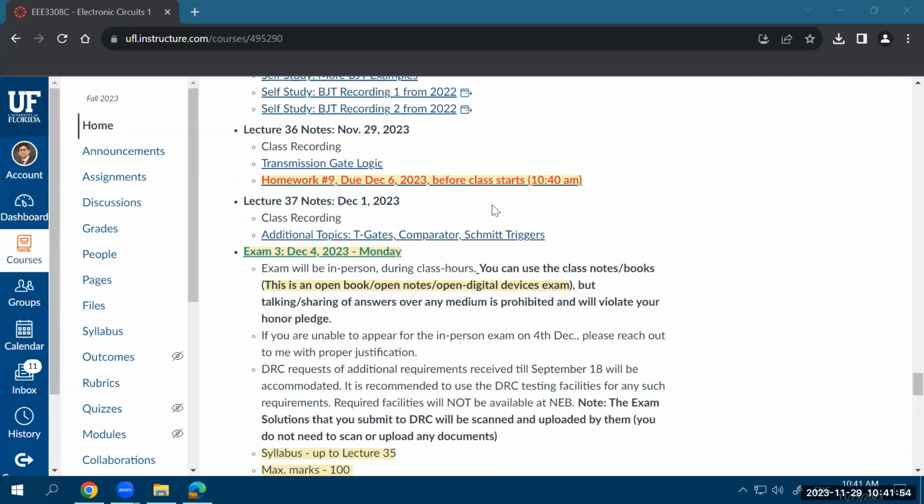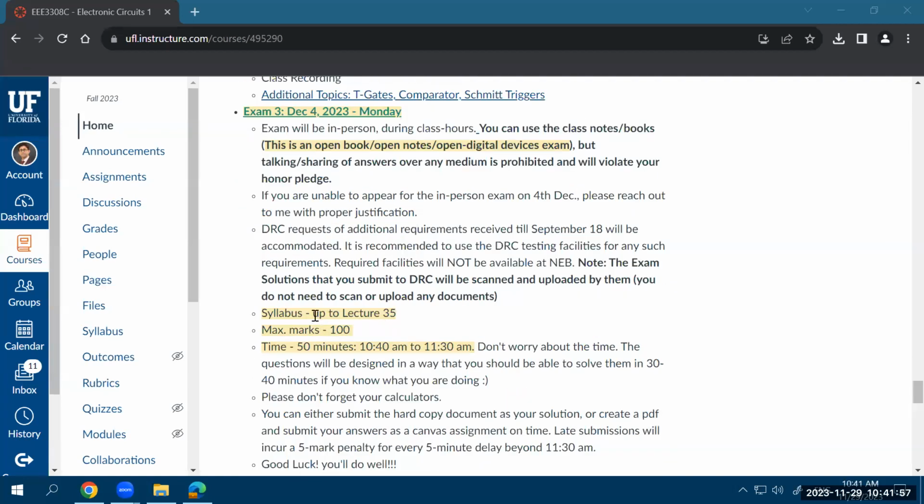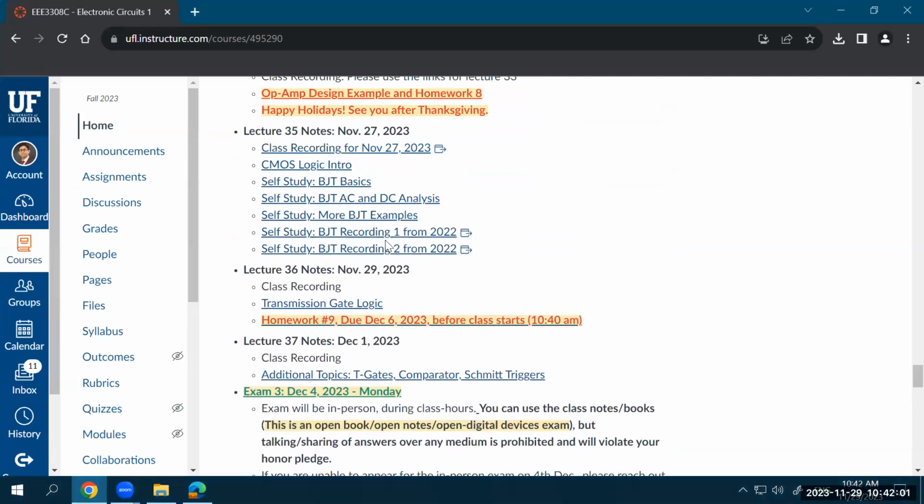All right. Now, officially, the syllabus is up to lecture 35. That is whatever we had covered till Monday's lecture, except for the CMOS logic. We started with CMOS logic, which is basically the digital logic: how do you implement digital logic with transistors? That is something that will not be part of your final exam.